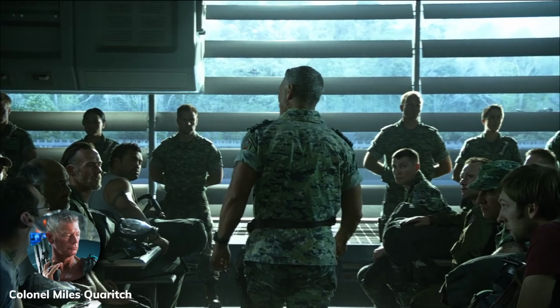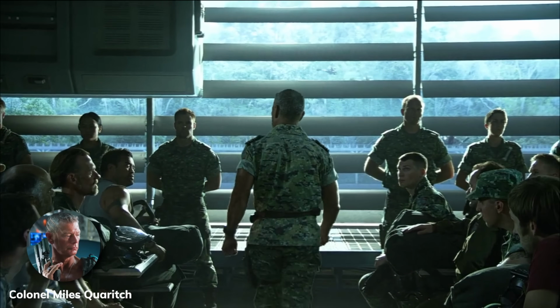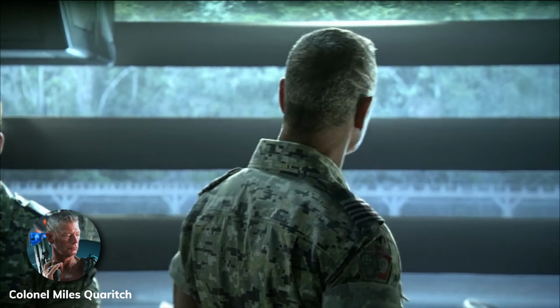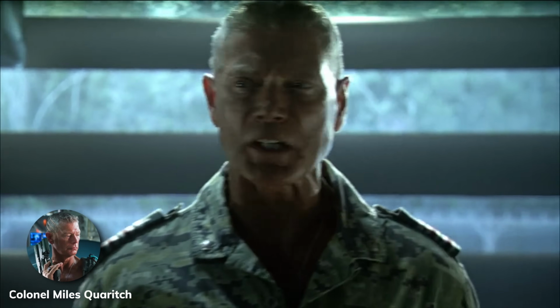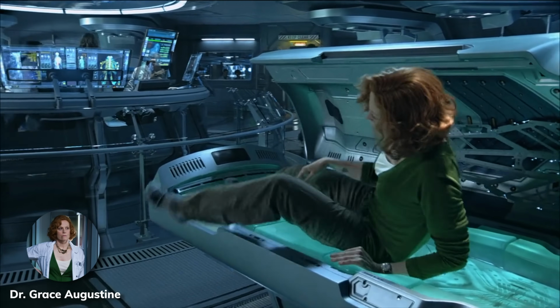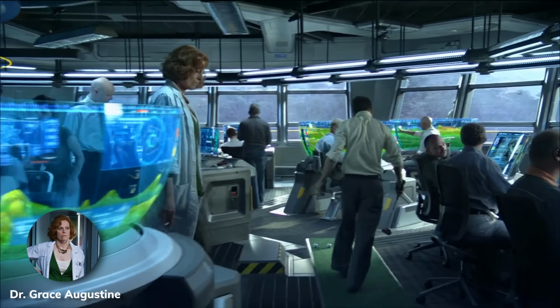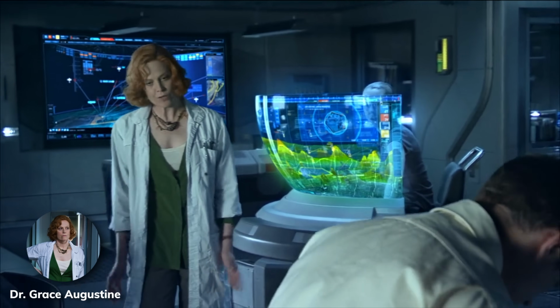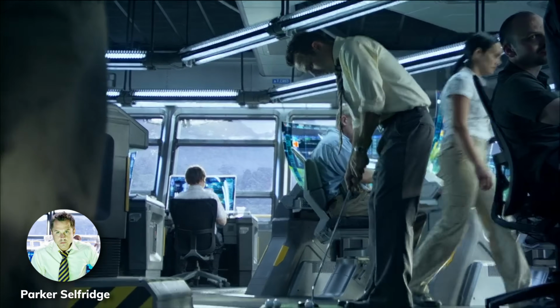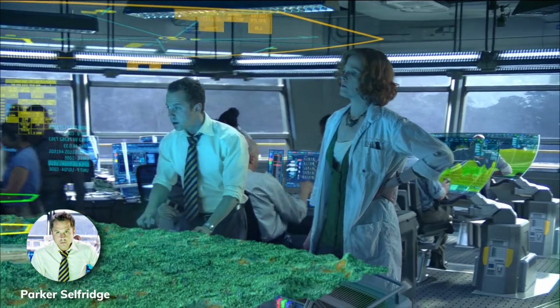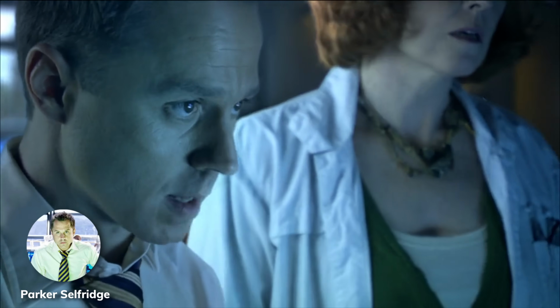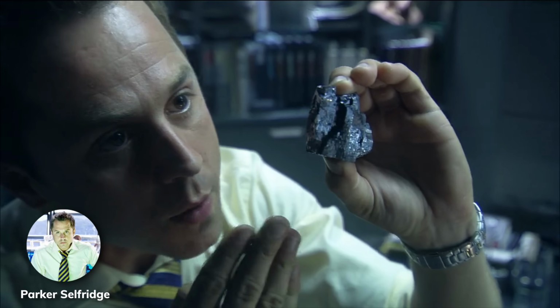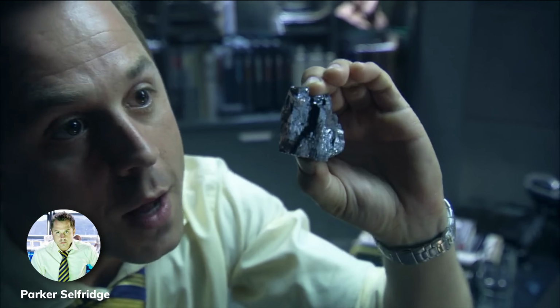Colonel Miles Quaritch is the archetypal ex-military operative in charge. He views the planet through a militaristic and survival lens. Dr. Grace Augustine is the archetypal scientist, here to study, explore, and find harmony with the planet as well as with the indigenous people called the Na'vi. And we have our final archetypal character, Parker Selfridge. He is the evil, greedy capitalist who runs the entire operation for the RDA. His only goal is to turn a profit for the shareholders back on Earth.